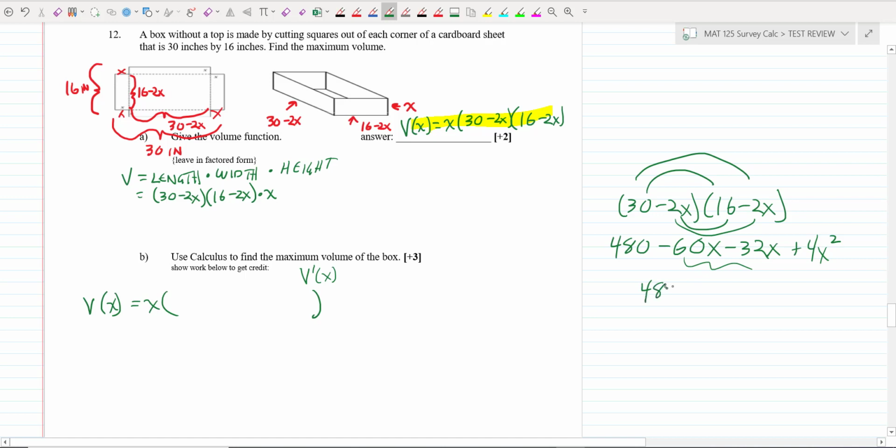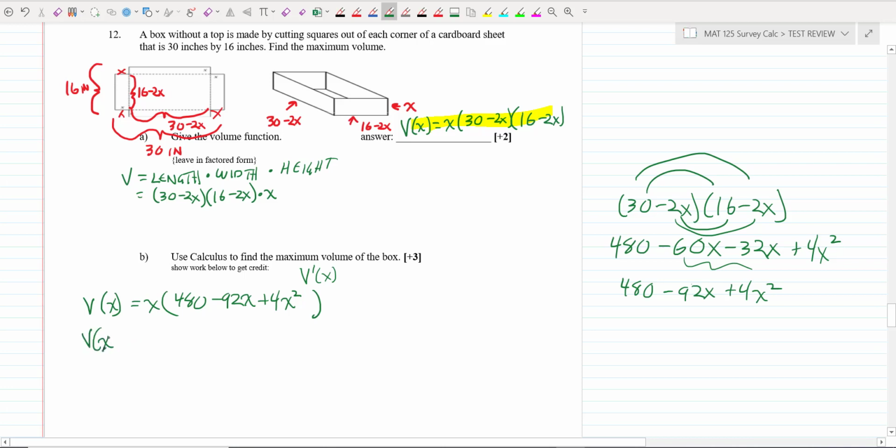So I get 480. Whoops, hold on. That's two negatives, isn't it? I didn't see that. Okay. So I've got two negatives. Yeah, so that is negative 92. Sorry about that. So we get 480 minus 92x plus 4x to the second. Now I'm going to just bring this over here, and then we'll just distribute the x through this. Then we'll be in a good form where we can do this derivative.